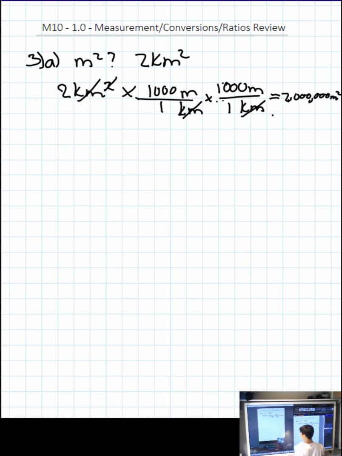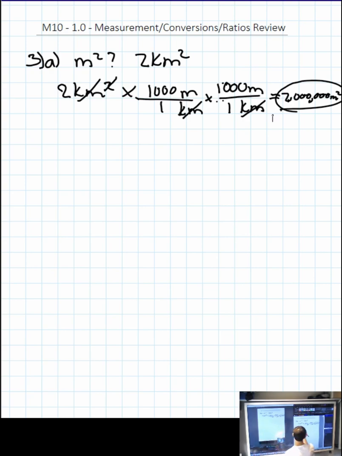So a quick logic check. A meter squared is the size of 1 meter by 1 meter. 2 kilometers squared is 2,000 meters by 1 meter, or some version of that. A huge amount, so 2 million meters squared is a very logical answer. Let's circle our answer.